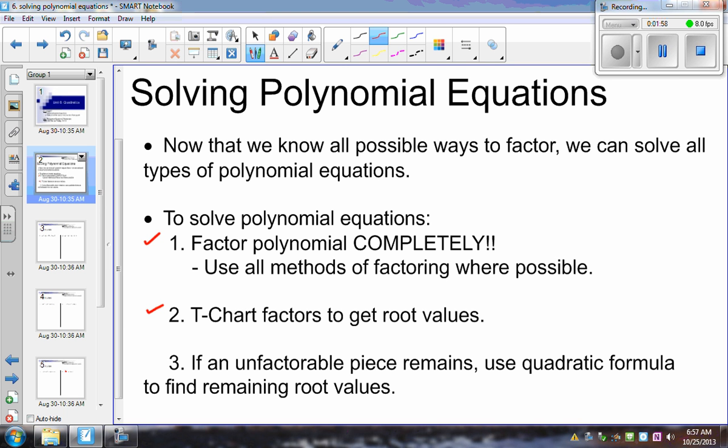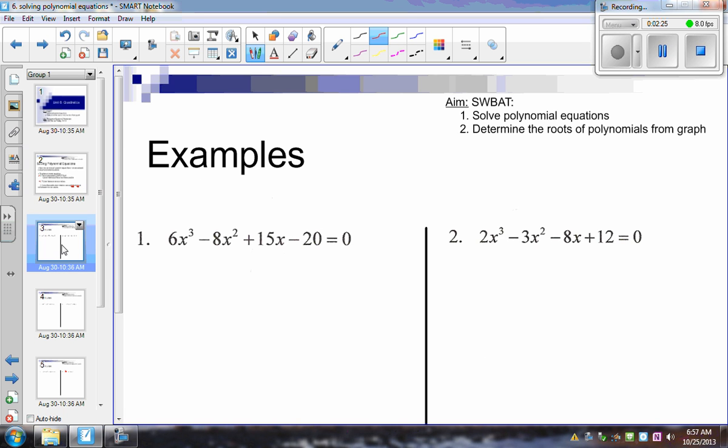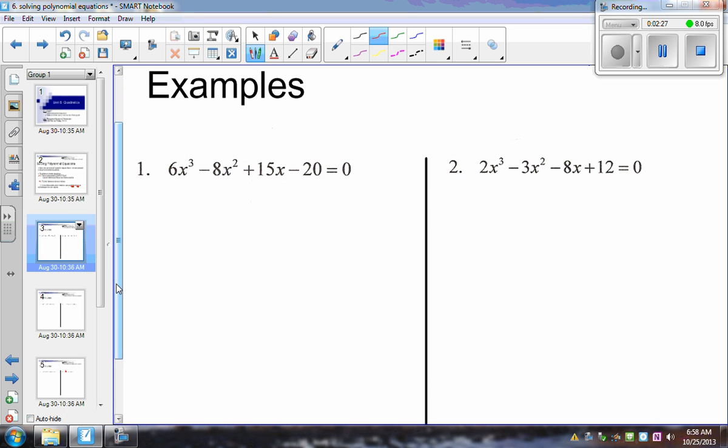Now, in some instances, very rare, but it may happen, one of the 2 factors, or one of the 3 factors, or however many there are, may not be able to be factored further. And thus, we may have to bring into play the quadratic formula. But we'll take a look at that towards the end. You guys will get the idea. It's very easy. And again, it's just taking care of maybe one piece that may not work. So to show you how this is all set up, let's take a look at our examples here.